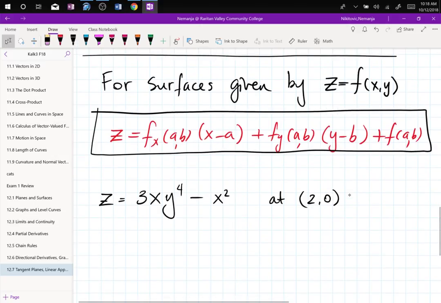So what do I need? I need fx, which is the partial derivative with respect to x. That's 3y to the 4 minus x squared. And I need fy. fy would be 12xy cubed.